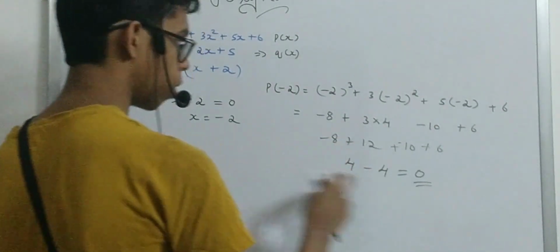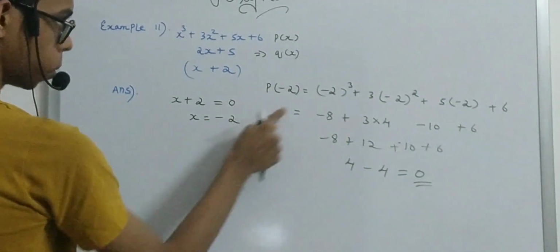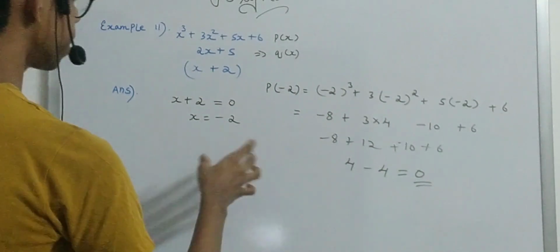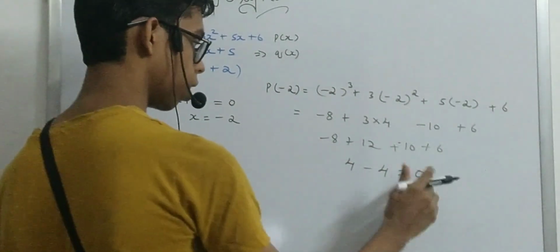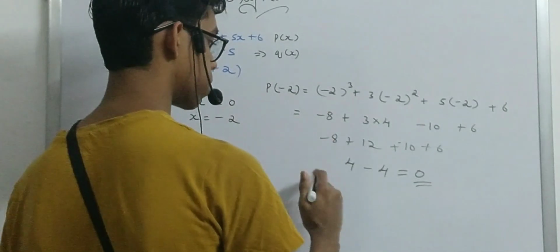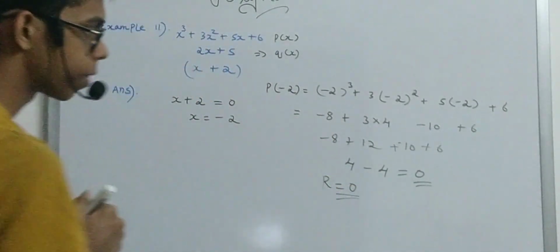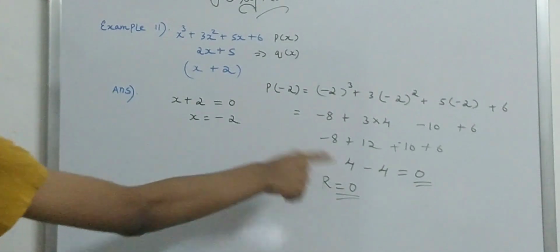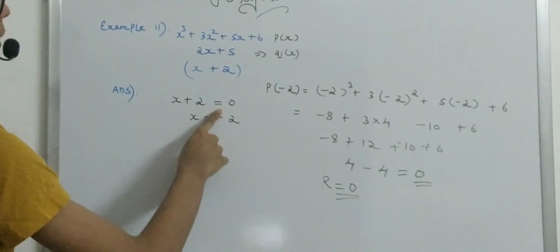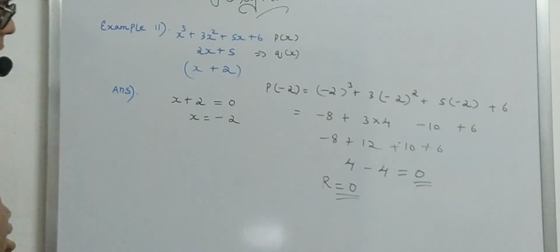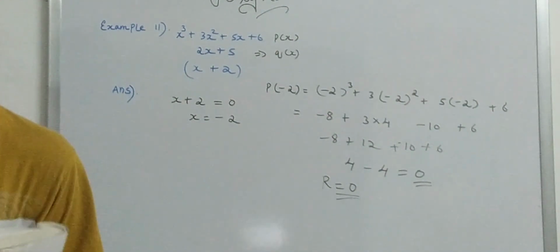Which means that when we substituted minus 2 in this p of x, we got our answer as 0. Since we got p of minus 2 as 0, we can say that the remainder will be equal to 0. Now since the remainder is equal to 0, we can say that x plus 2 is a factor of x cube plus 3x square plus 5x plus 6. I hope it is clear.